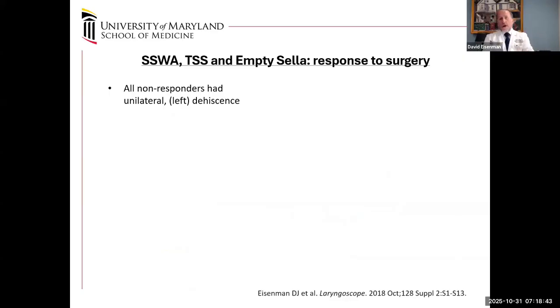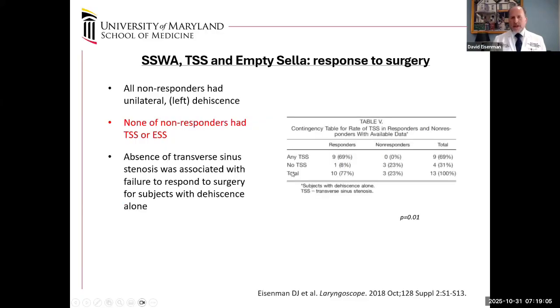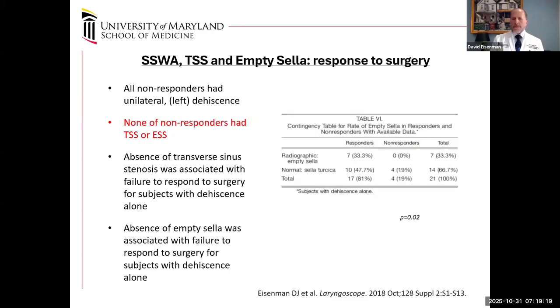We then tried to figure out why some people did not get better. We had already seen that all of the non-responders had a unilateral dehiscence. It happened they were all on the left side. I don't have a good reason for that. None of the non-responders had transverse sinus stenosis or empty sella, meaning these other signs of elevated intracranial pressure. In fact, statistically, you could only look at this in the dehiscence population because all the diverticulum patients for this study had been successful. So in the patients with dehiscence, absence of transverse sinus stenosis was associated with failure to respond to surgery. Absence of empty sella was also associated with failure to respond.